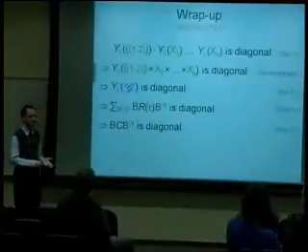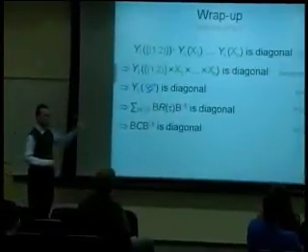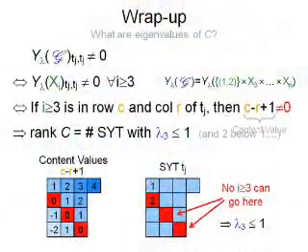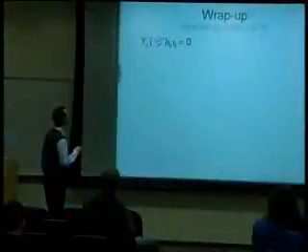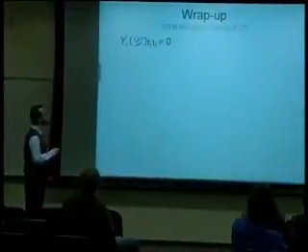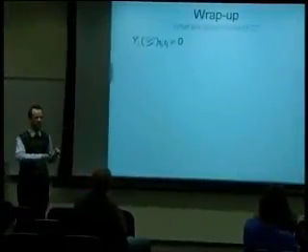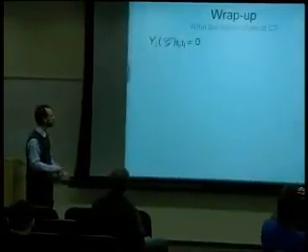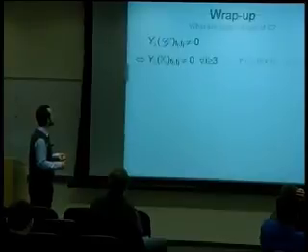OK, so C is diagonal, and now we can just percolate things through and figure out what the diagonal entries are. So what are the eigenvalues of C, the diagonal entries of this? First of all, we can look at what are the diagonal entries of these Y matrices, and we want to know when are they non-zero. So this is how we're going to compute the rank. So when are they non-zero?